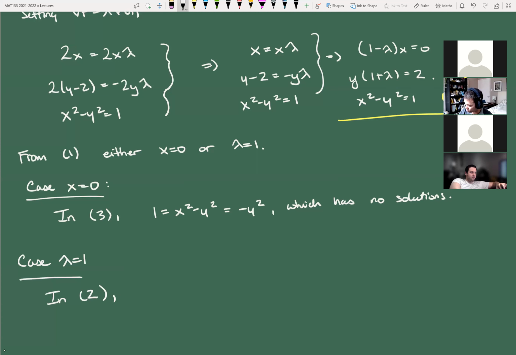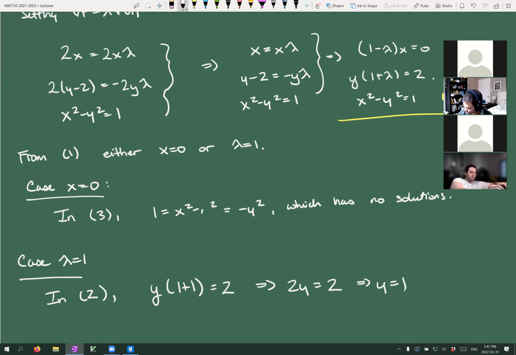So if I plug this into equation 2, I get y times 1 plus 1 is equal to 2. That's the same thing as 2y is equal to 2, or y is equal to 1. Yes, yeah, 1 equals x squared minus y squared here. Maybe let me make my y's more obvious. Okay, so cool. If I plug lambda equals 1 into equation 2, boom, I have y, right? I've solved for y, I figured out exactly what it is. And now that I've solved for y, equation 1 is useless to me because it's 0 is equal to 0. Equation 2 I've just used. So now I can use equation 3 in order to figure out what x is.